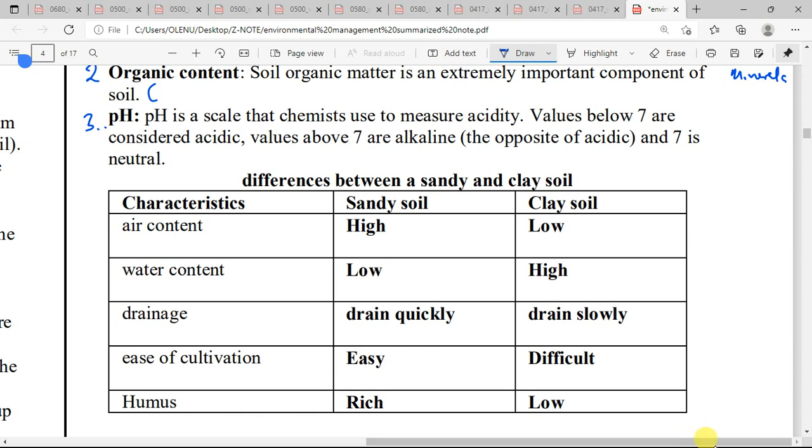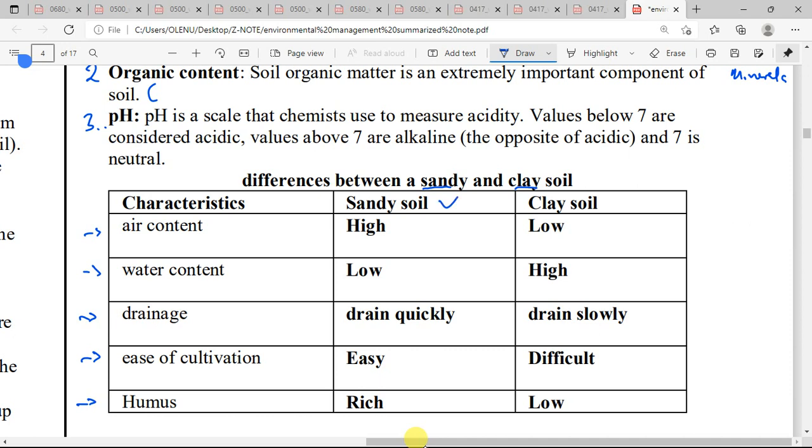Now, another major aspect that comes out a lot in your exam is for you to be able to differentiate between sandy soil and clay soil. So you look at their characteristics based on their components, and we'll now look at how we can use each of these components to differentiate between these two major types of soil.